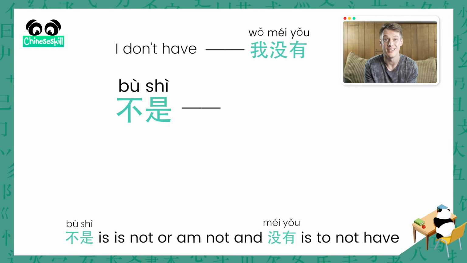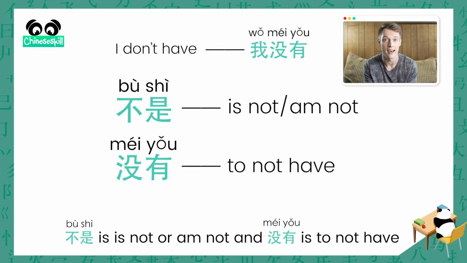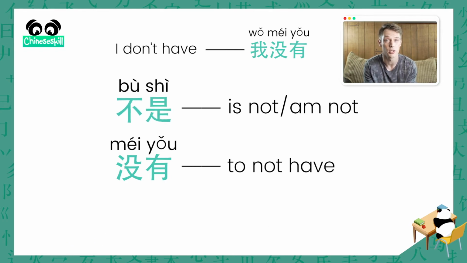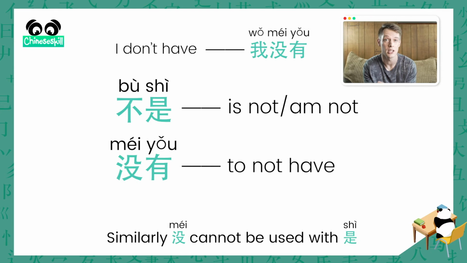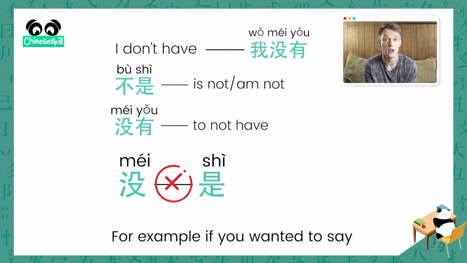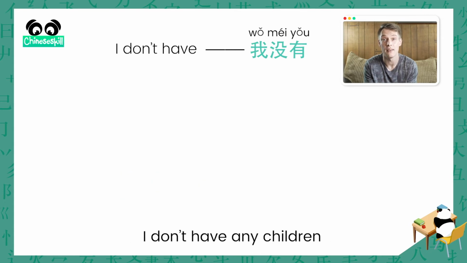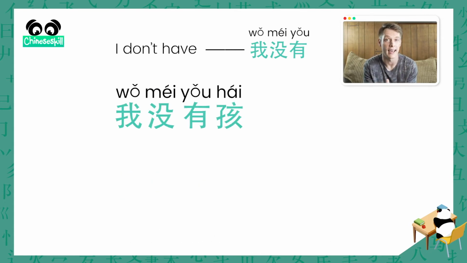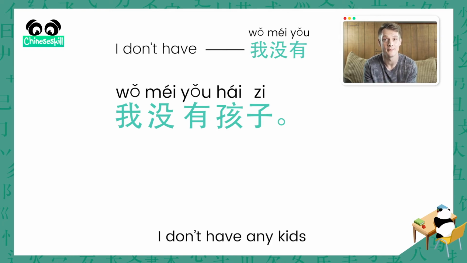不是 is not or am not, and 没有 is to not have. These are set word combinations: 不是, 没有, and similarly, 没 cannot be used with 是. For example, if you wanted to say, I don't have any children, you can say, 我没有孩子。I don't have any kids.